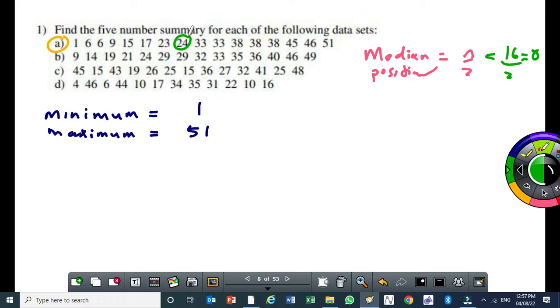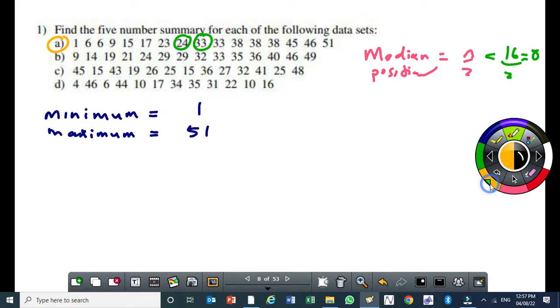Since the data set is even, it means we also need the 9th value. So that the first 7 values are also the same as the last 7 values. If the data set is even, you need to identify 2 middle values of that data set. Are you following that? Right?